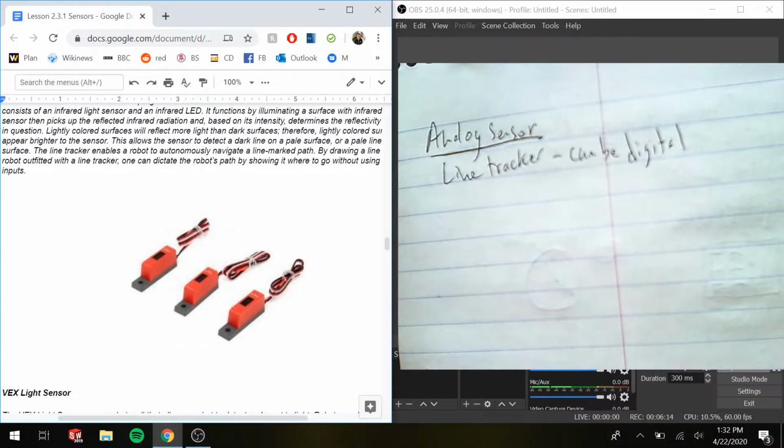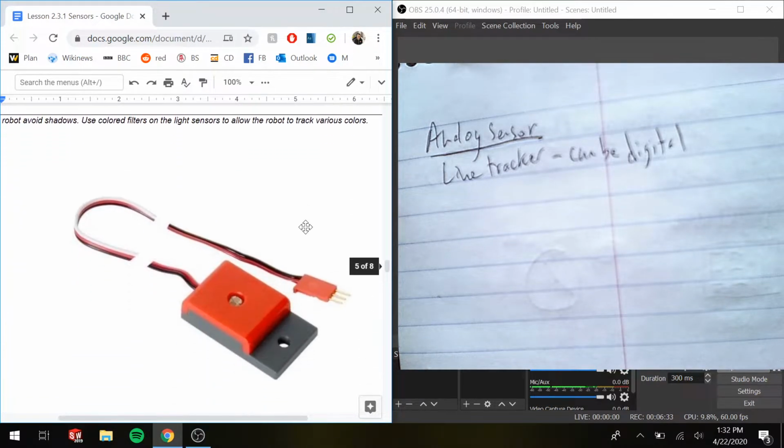Now, that could be a digital one where it senses black or white, but generally it's an analog sensor where it is taking a wide range of values, and black might be 11,000 and white would be 240, something like that, and based on that it has a digital response.